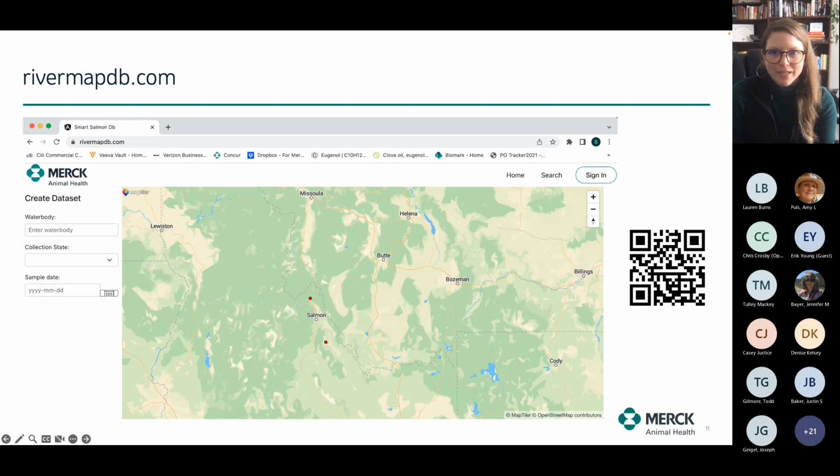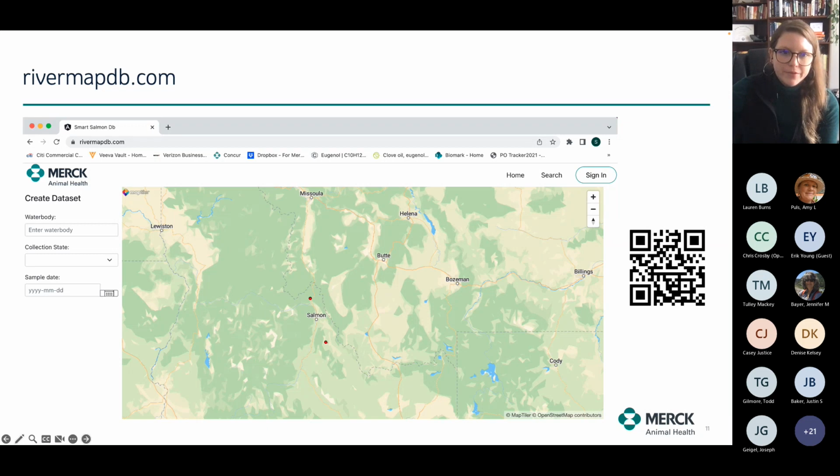So if you would like to follow along, you can go to rivermapdb.com, or you can scan that QR code and it will bring you to a screen like this. So this is the home page if you don't have an account or are not signed in. And it's a very simple user interface. Basically what this database is doing is showing you where information is available and then parsing that data to wherever it needs to go.